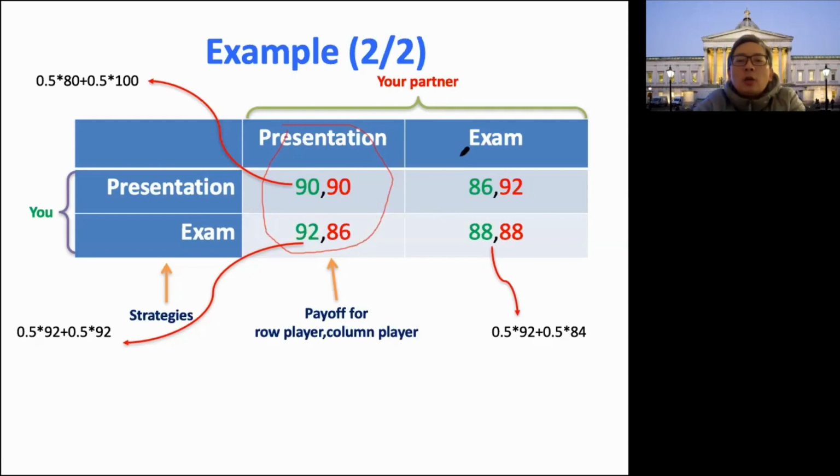So equally, if the partner decides to take exam, I would also be better off, because if I do presentation, I will get 86. If I do exam, I will get 88. So I think I'm still better off. So in this case, no matter what other people do, I will be better off compared with the other choice that I've got. So I think that would make sense, isn't it?